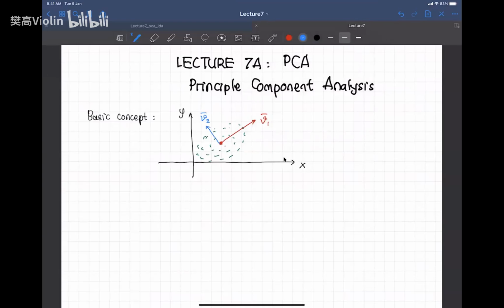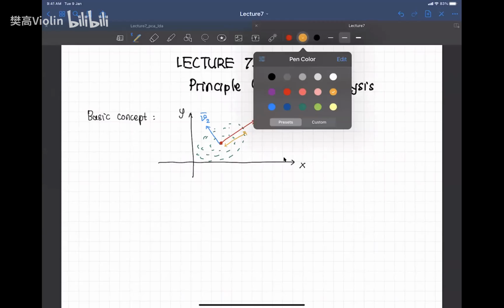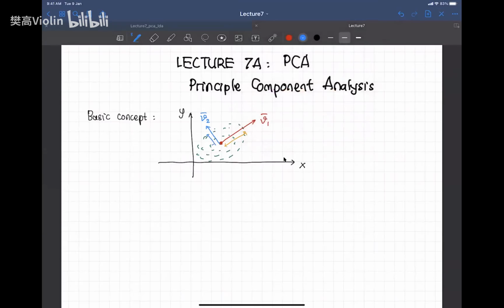And it describes the variance of these points. What I mean by variance is that, for this particular direction, the principal component will be that way. So this is the variance of the data, and the variance for the other one is this one. So there is some variance of the points. And why is this the principal component? So this one is the first principal component.